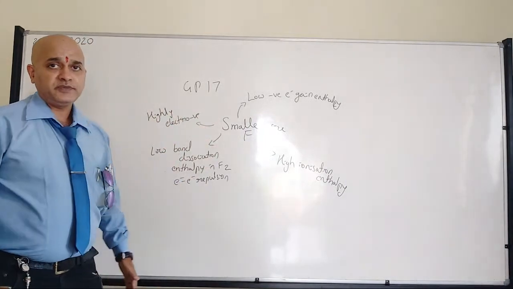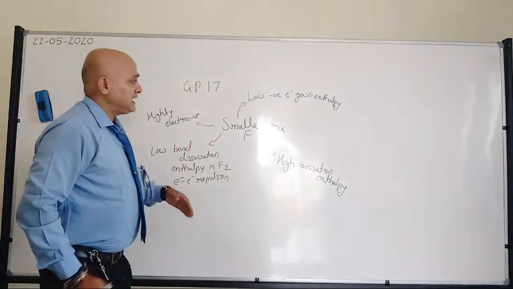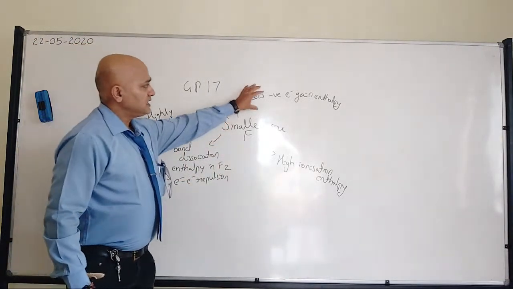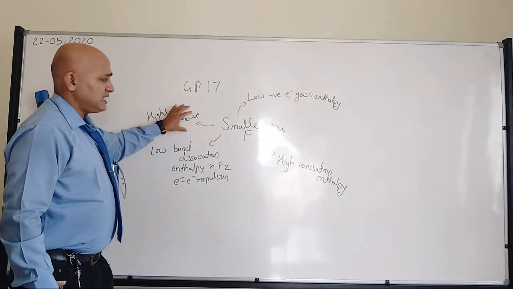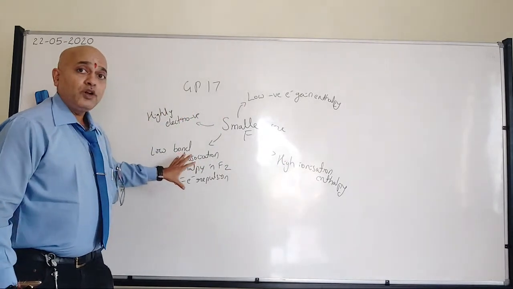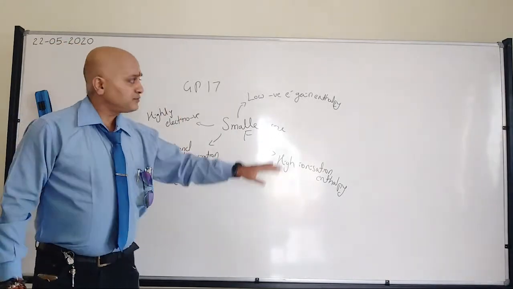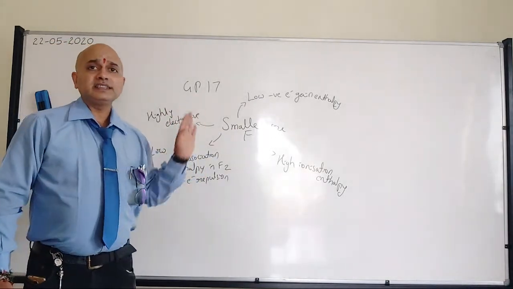So these are the things which we have discussed related to fluorine, which make it differ from other elements. That's why it is an anomalous property. This one and this one are related to the fluorine atom, and this is related to the fluorine molecule. All of you have understood? That's what we have discussed all this time.